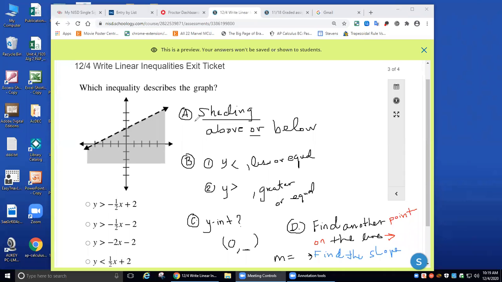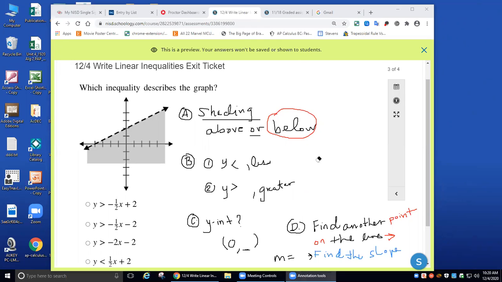Guys, in this question, is the shading above or below? This should be easy. Is it above or below? Below. Very good. This is all below. Very good, guys. So now the next part of the question, in part B, is this a y less than or a y greater than?